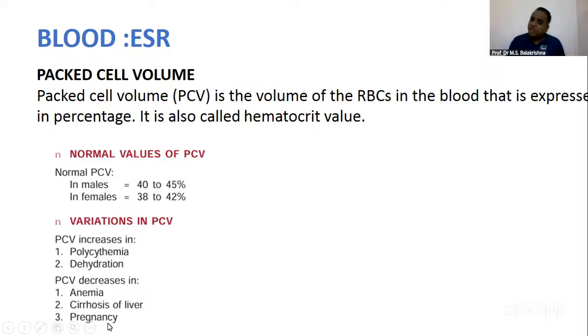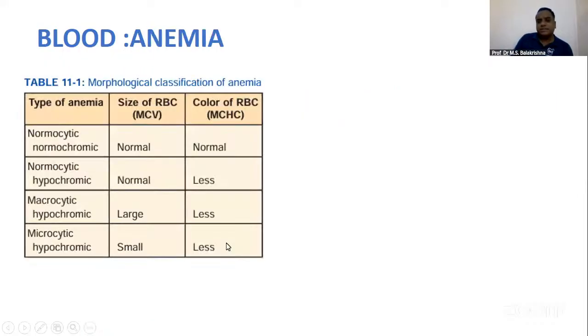Now there are variations in PCV. It increases and decreases in some conditions, and you should know that. PCV increases in polycythemia and dehydration, whereas PCV decreases in anemia, cirrhosis of liver, and pregnancy. So these are the conditions where it decreases. You should learn in which conditions it increases and in which it decreases. You should have a complete understanding of all these things.